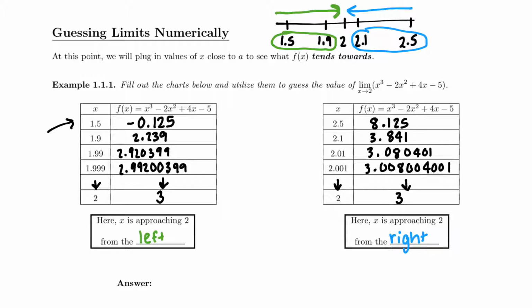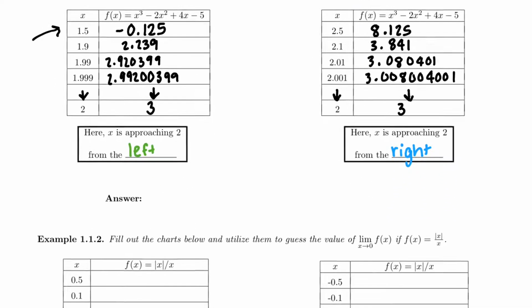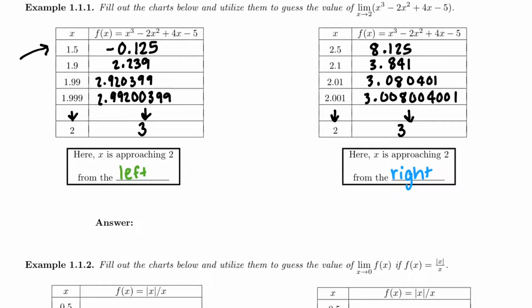So in either case, regardless of whether you approached from the left or from the right, so from above the number or below the number, in both instances the function is approaching the same number, 3. So what we can say here, and you want to get used to writing limit every time.